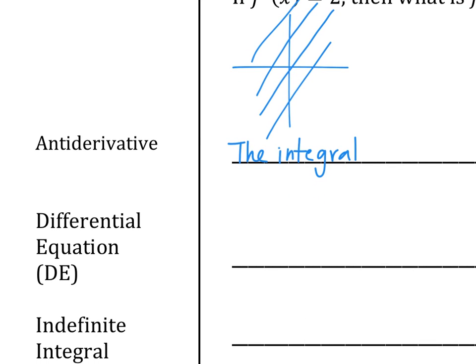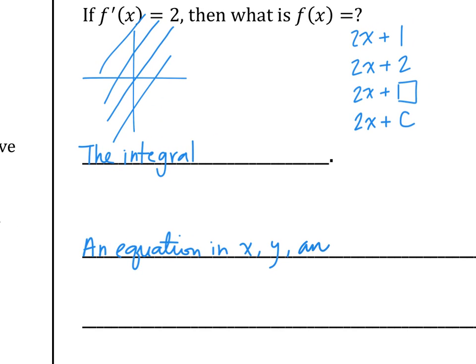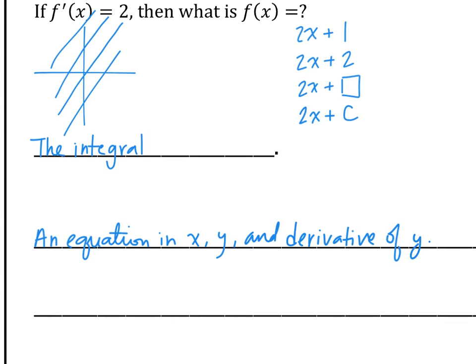And you might also see this word differential equation, DE for short. So differential equation is an equation in x, y, and derivative of y. So any kind of equation that has x, y, and the derivative of y, meaning y prime, we call that differential equation.